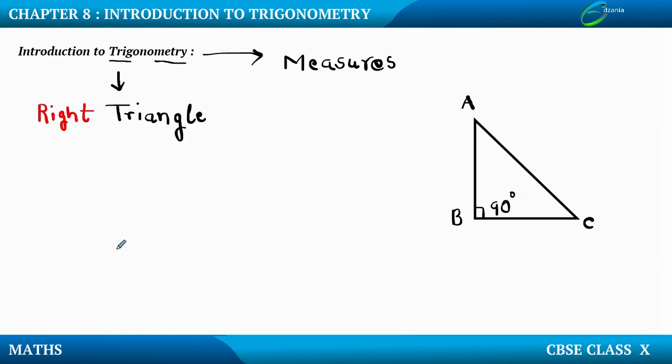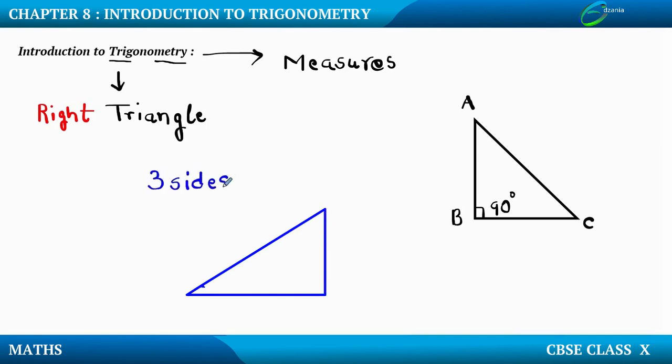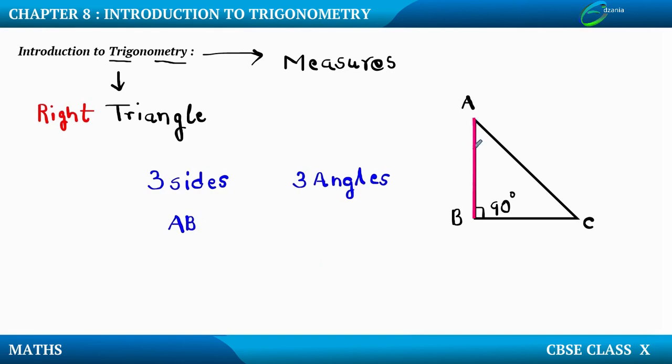Now what does this trigonometry tell us, or what is the use of this trigonometry? The use of this trigonometry is basically to find out the sides or angles of a triangle. So how many sides does a triangle have? A triangle has three sides. Any triangle will have three sides and three angles. So in this right angle triangle, which are the three sides? The three sides are AB, then BC, and then AC.